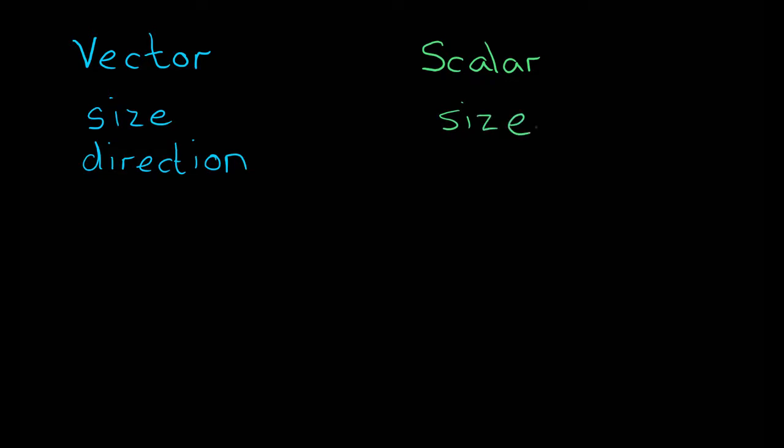So some common differences between scalars and vectors. For example, speed is a scalar unit of measurement and its vector equivalent is velocity. So the difference between these two is speed is just how fast you're going, but velocity is not just how fast you're going, but in what direction you're going as well.